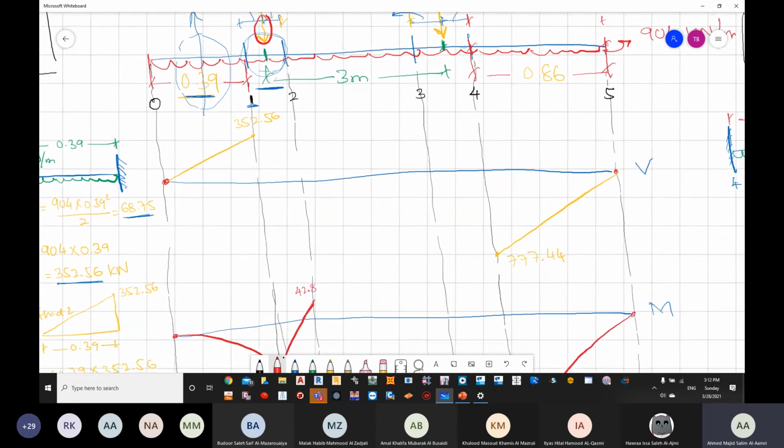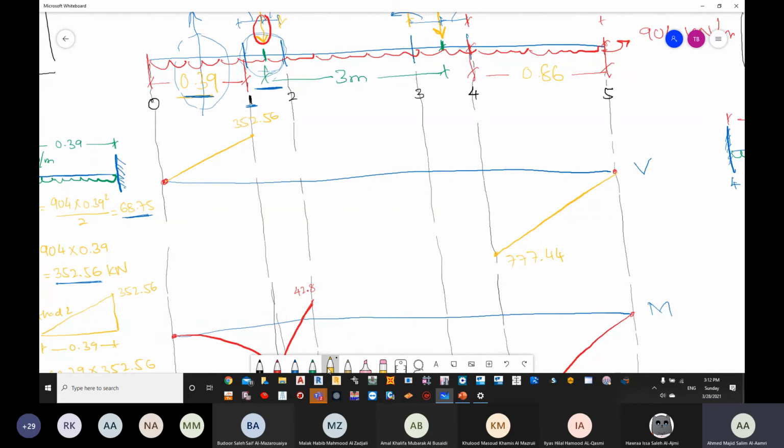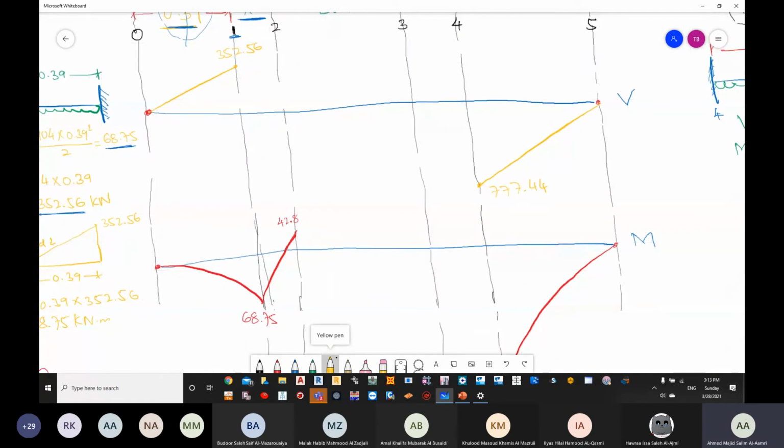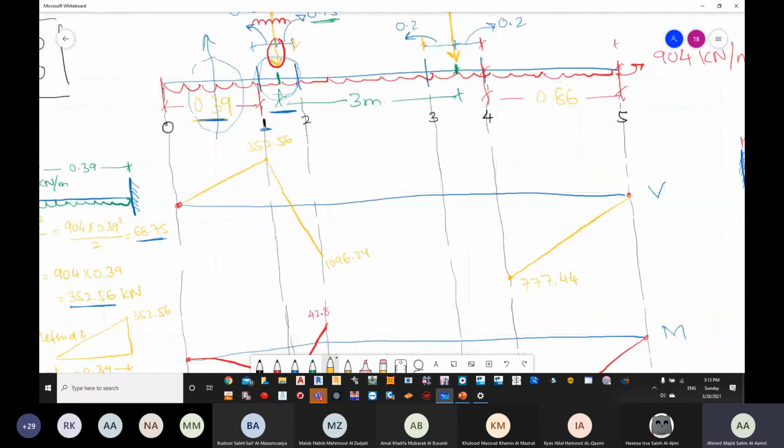So now you can see here, we said positive shear force goes up, negative goes down, and we have a negative value of 1096.24. Now what you can notice here is that in this region, because of the pressure which is going up, my shear force went up. Here, because of the loading of the column which is going down, my loading went down. Can you see that you went up here and then you went down here? Now this is for point number 2.